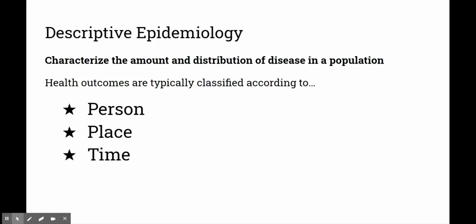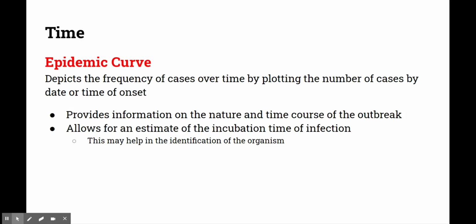So COVID-19 by person, so comparing age, gender, race, comparing place, country, state, city, and time. So looking at how the disease is changing over time. And how the disease is changing over time is an incredibly important aspect of descriptive epidemiology, especially when it comes to an infectious disease outbreak and pandemic like our enemy COVID-19.